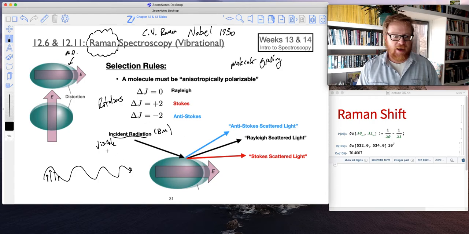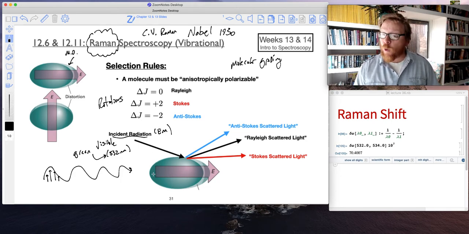out at 532 nanometers. And the reason why I pick 532 nanometers is because that is a green laser light, which is typically used for the Raman effect. Okay? So that 532 nanometer green laser works universally quite well for most molecules. So the Rayleigh scattered light will also be 532 nanometers.